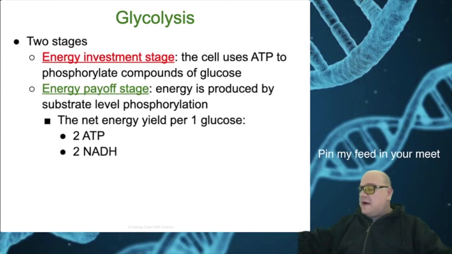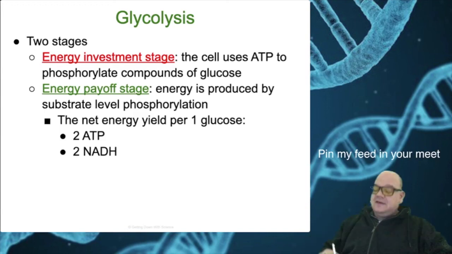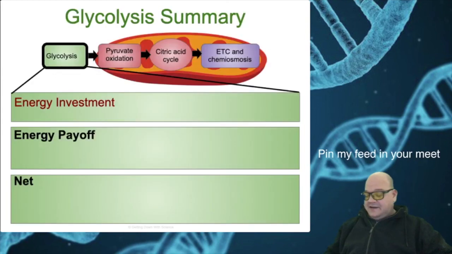We'll wrap up glycolysis. Okay, so you have an investment stage and you have a payoff stage. So we invest some ATP and we get some ATP out. All right. So for every single molecule of glucose in glycolysis, your payoff is going to be 2 ATPs, 2 NADHs, and also some pyruvate. So take a look here. If you're going to write anything down in this entire lecture, this is what is important.